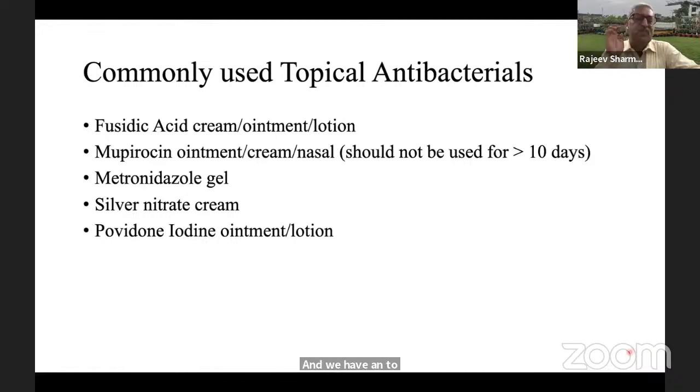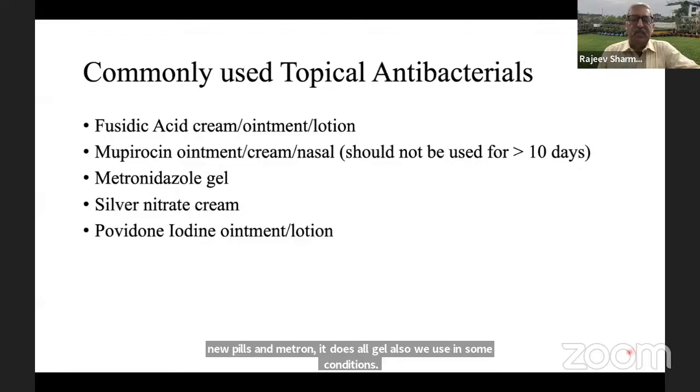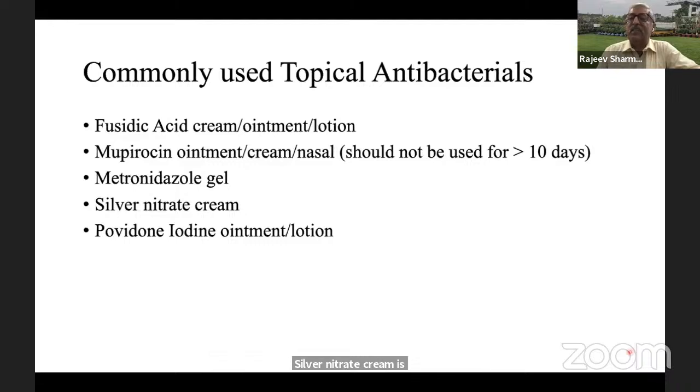So we can use fusidic acid, mupirocin, metronidazole gel also we use in some conditions. Silver nitrate cream is good and povidone iodine ointment or lotion. Do you people use this preparation in children?